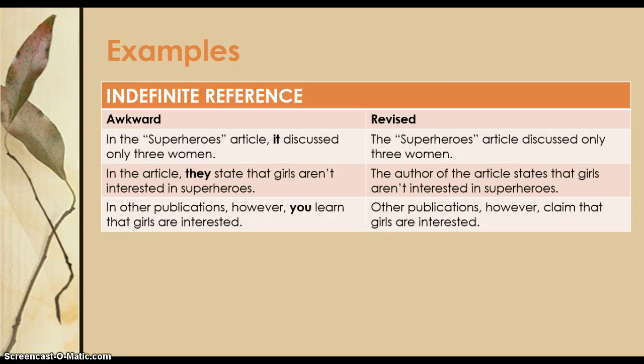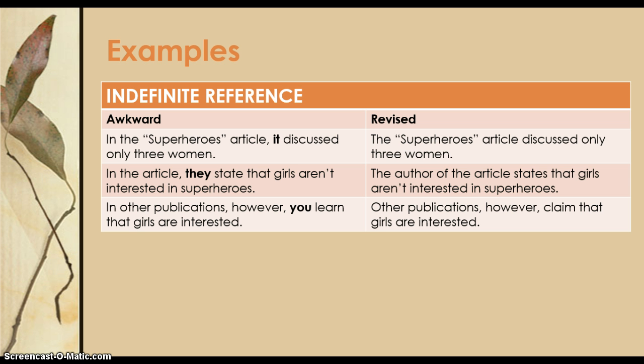On the left, you see the awkward examples. In the superheroes article, it discussed only 3 women. Easily revised to say the superheroes article discussed only 3 women. So just eliminating that pronoun altogether, the problem is solved. Second example, in the article, they state that girls aren't interested in superheroes. Let's look at the revision. The author of the article states that girls aren't interested in superheroes. In this example, we've replaced the indefinite pronoun they with a noun, author. So now we've made it very clear who we're talking about.